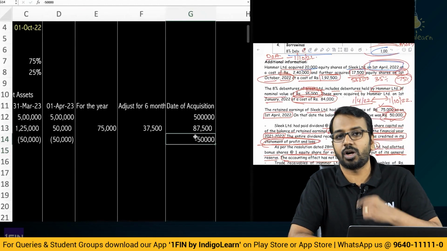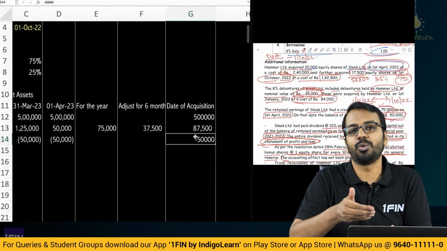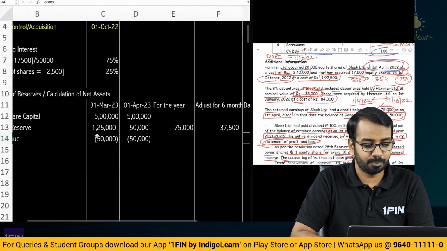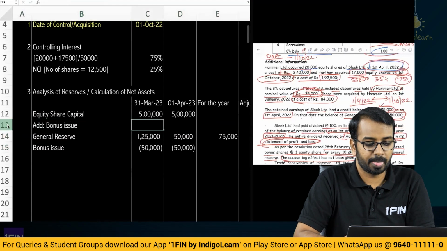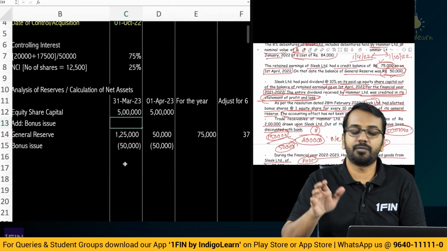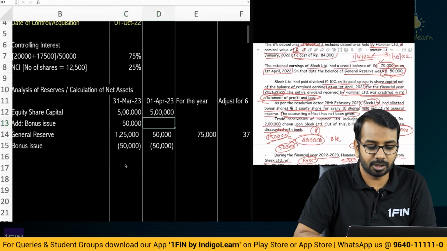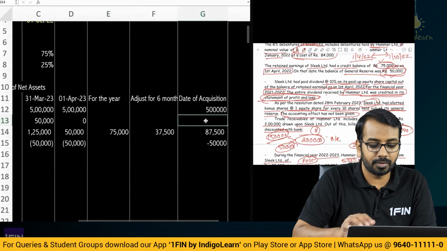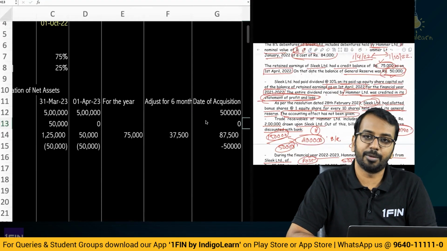Now, this minus 50,000 whatever I have done, this 50,000 is used for what? This 50,000 is used for issuing bonus share. So, my share capital will increase. So, my equity share capital I will say add bonus issue. Now, this bonus issue what they have said is done on 28th of February. So, as on 31st of March, my bonus issue will increase the share capital by 50,000. On 1st of April, there will be no impact because of this. On the date of acquisition also there will not be any impact because of this.